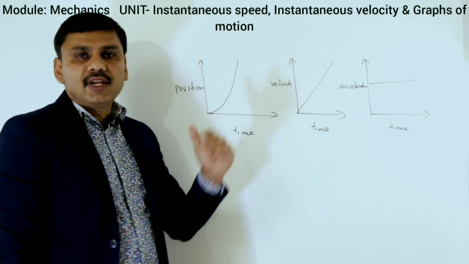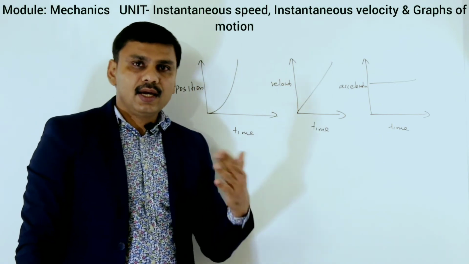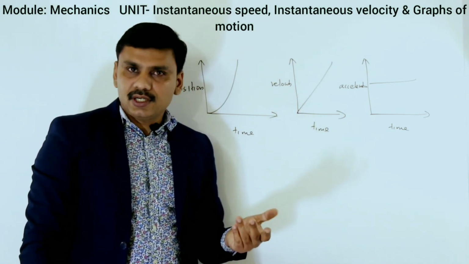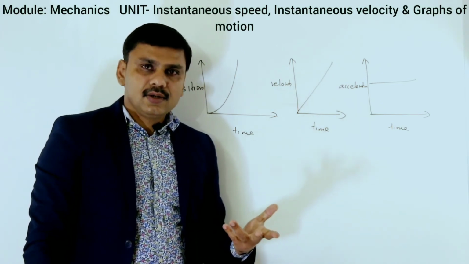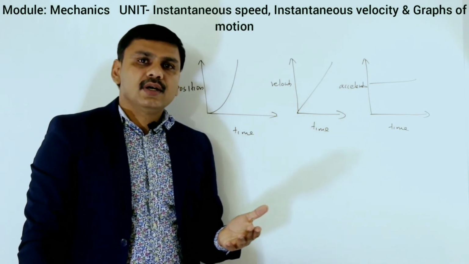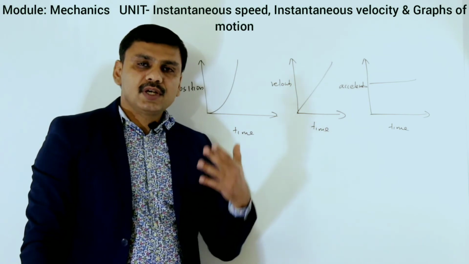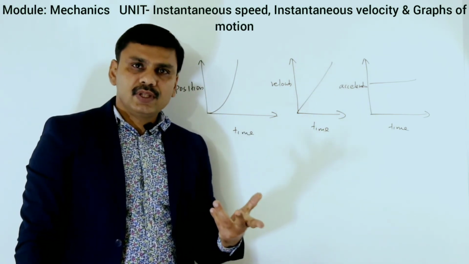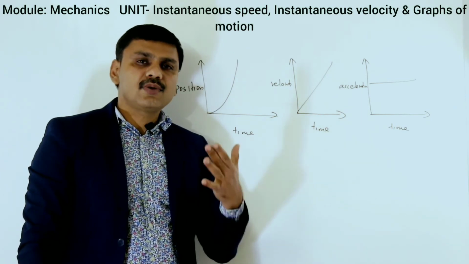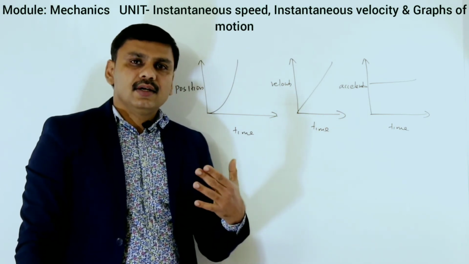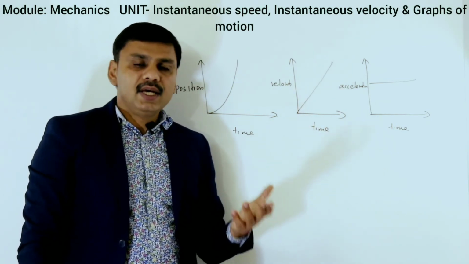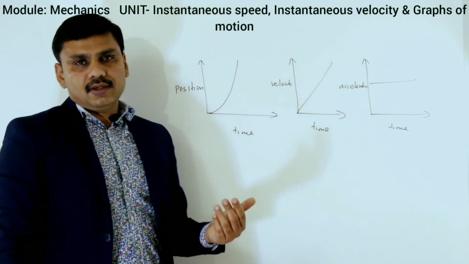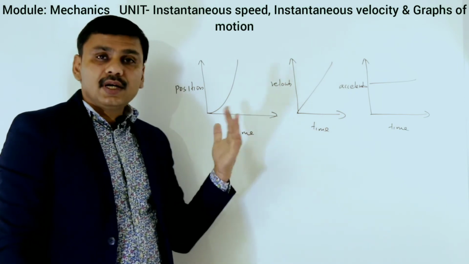So these graphs are very important. By looking at a graph, you can understand what type of motion it is: the object is at rest, or in motion, or moving with a constant velocity or constant speed, or moving with a constant acceleration. All these things you can read from the graph. So that is something you have to understand.